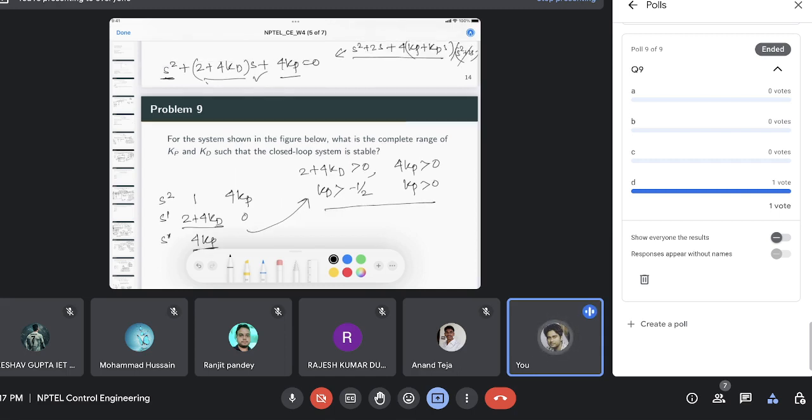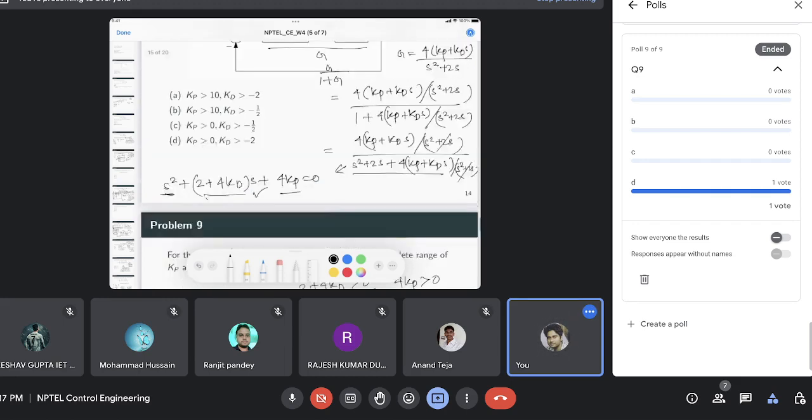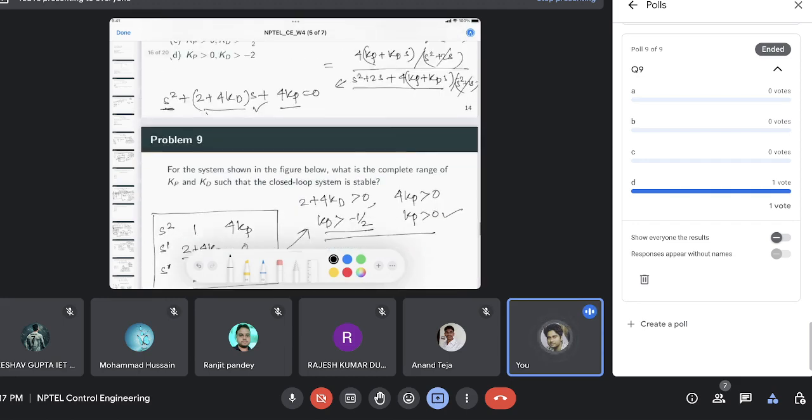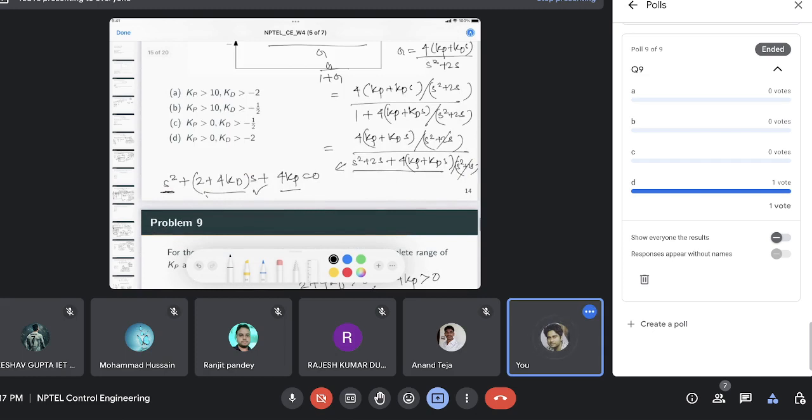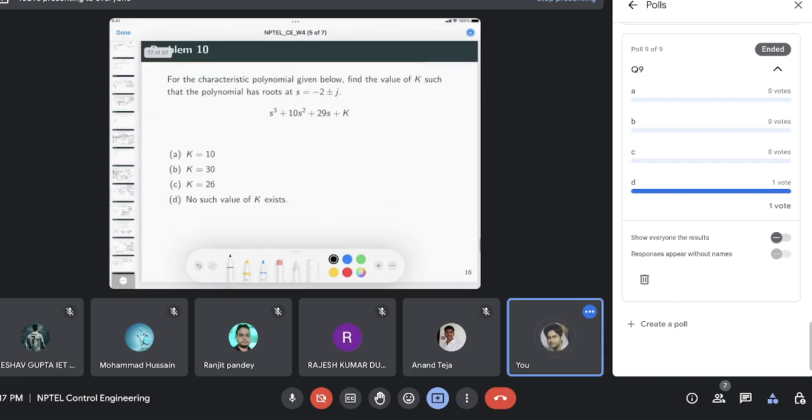Because it's a second order system, these coefficients need to be positive. You know how to define this, right? So Kp is positive and Kd is greater than minus half. The same thing follows from the Routh table also. So Kp positive, Kd greater than minus half. Okay, this one. Then we move to the next question.